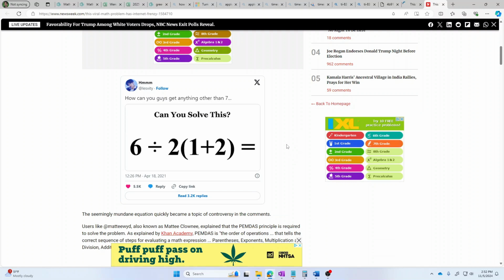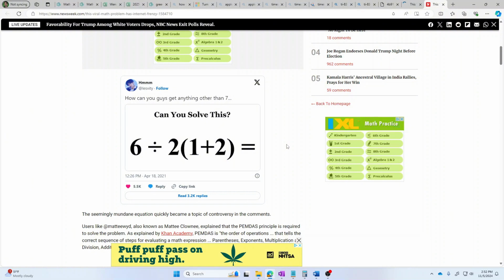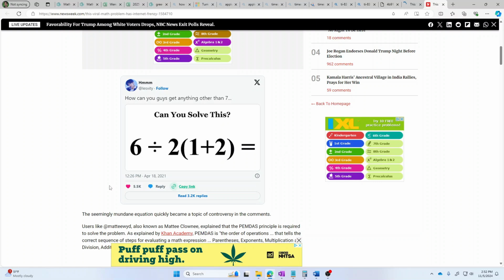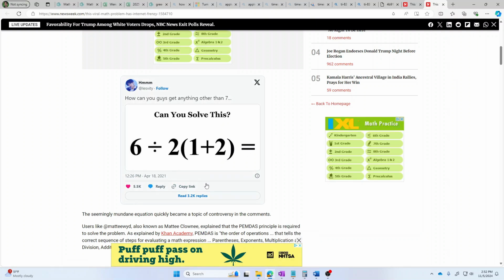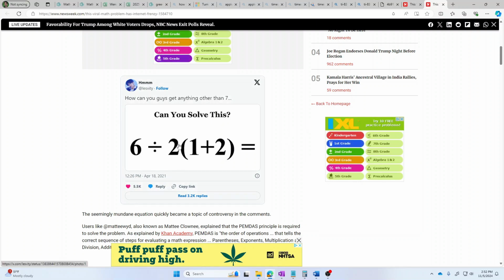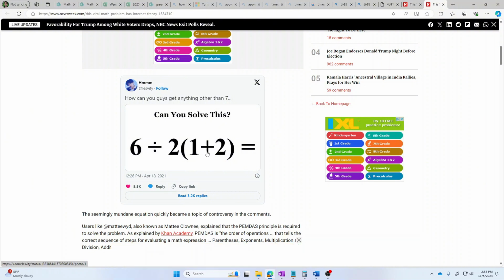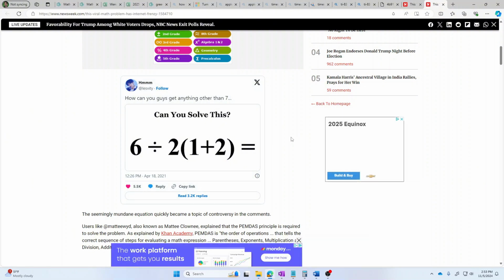operations. Every once in a while on Twitter or Facebook or something, some math equation will go viral. Because, for example, here, if you have 6 divided by 2 multiplied by 1 plus 2, there are 1, 2, 3 different operations in this picture. This division, this multiplication, and this addition. And the question is, of those 3 operations, which one do you do first?